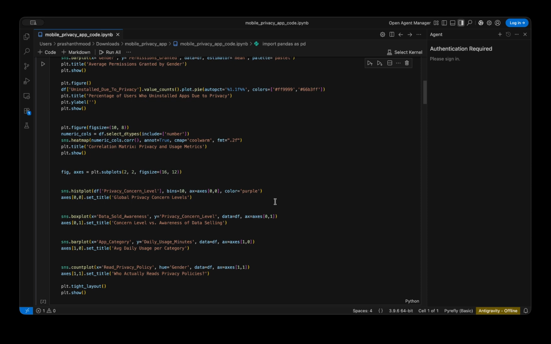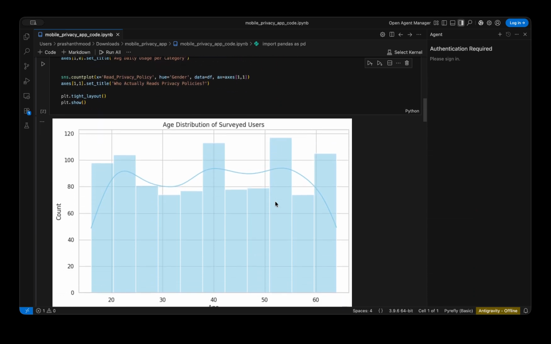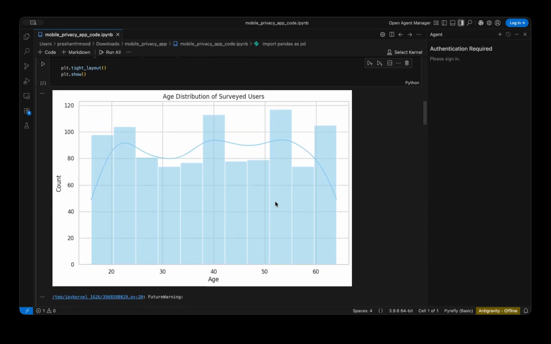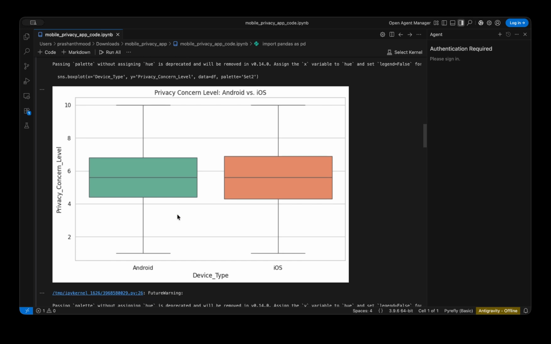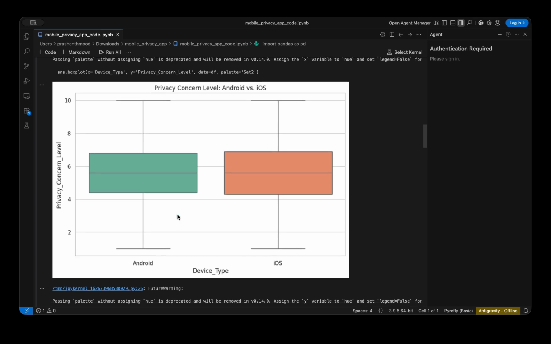The age distribution chart shows that users range from 16 to 64 years old, with an average around 40 years. The distribution is fairly even, which is great because it means our findings are not skewed toward just young or older users. Next, device type. 66% of users are on Android, 34% are on iOS. This is close to real world market share globally, so the dataset is realistic.